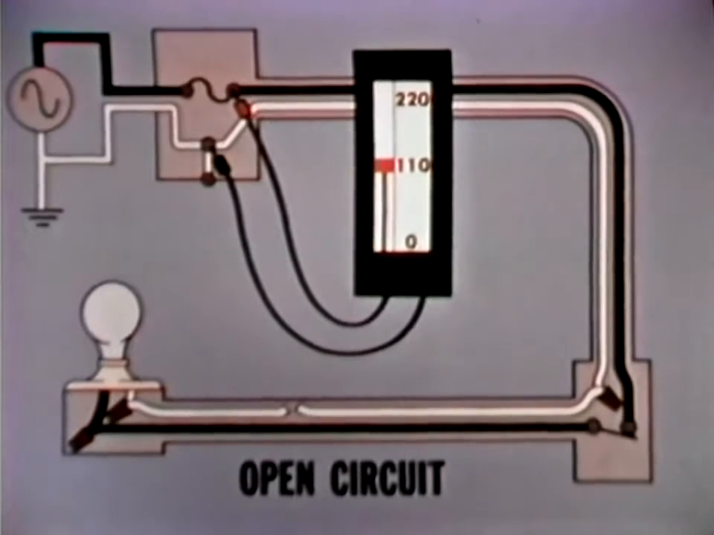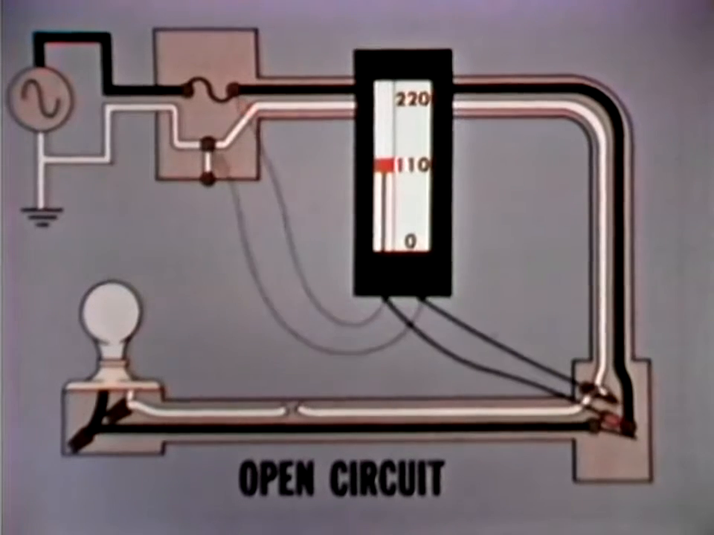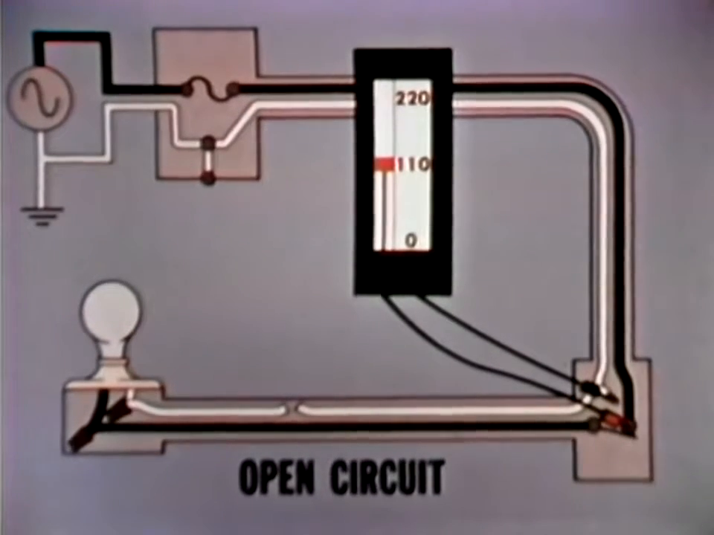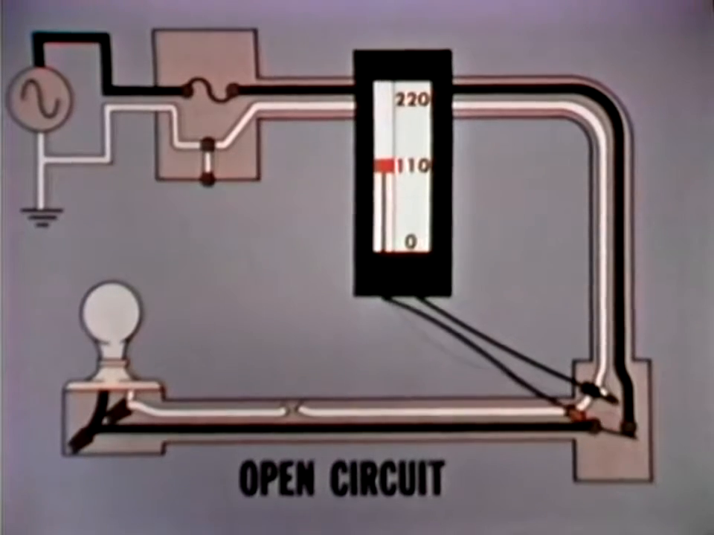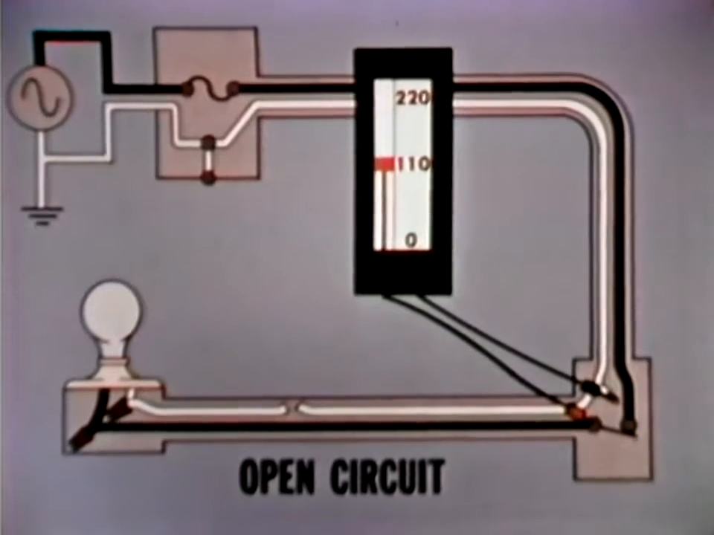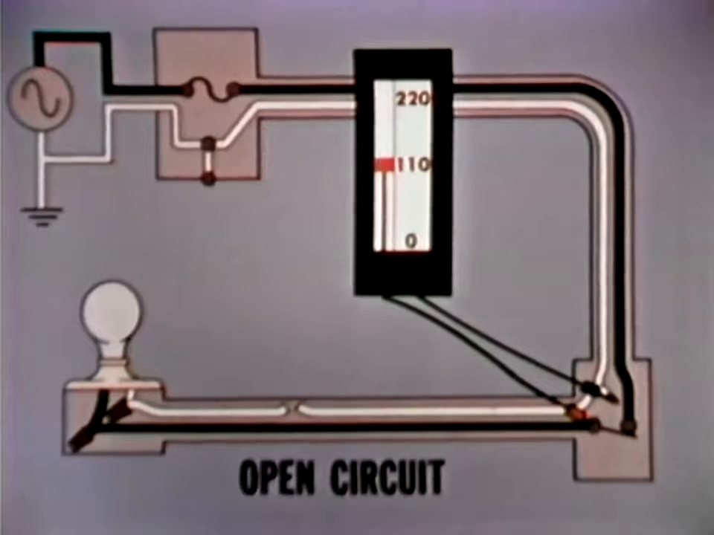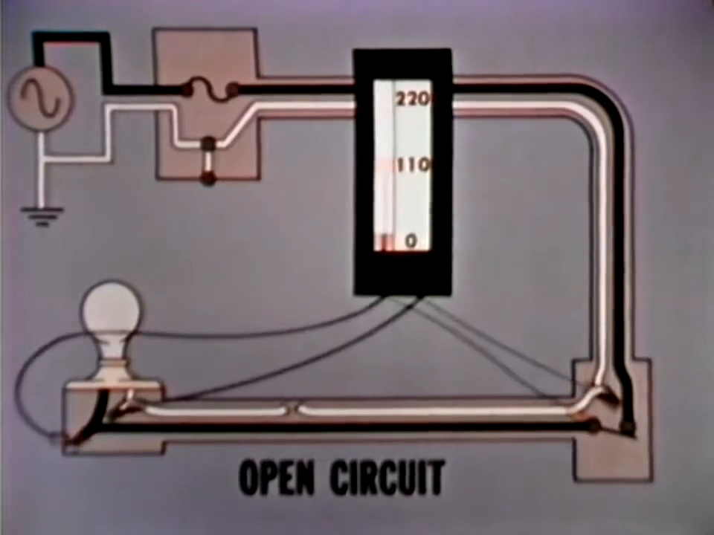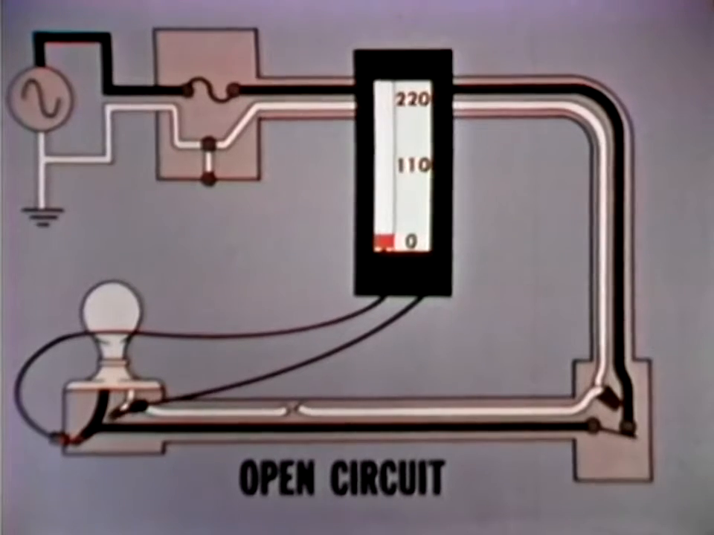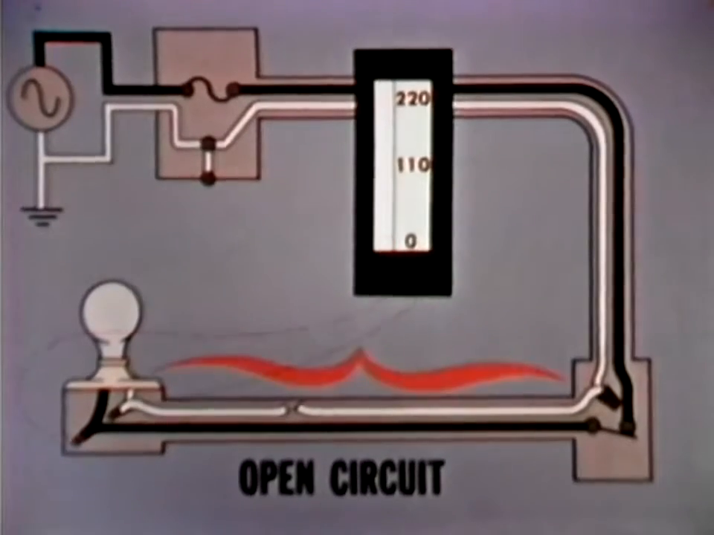Checking at the source, there is voltage at the fuse box. Moving to the switch box, voltage is still present. Checking at the far side of the switch reveals voltage, so the switch is good. The final checkpoint is at the fixture box. At this point, there is no voltage. The trouble has been traced to this section of conduit.